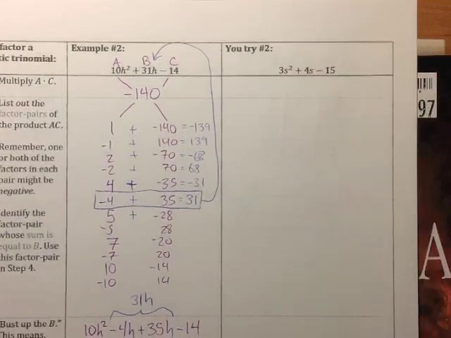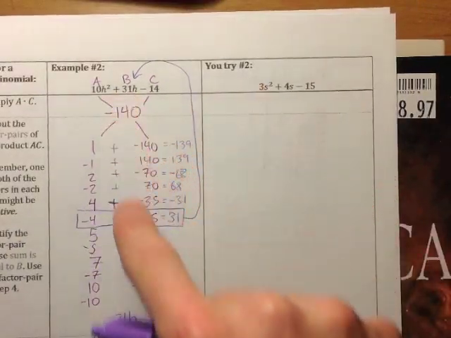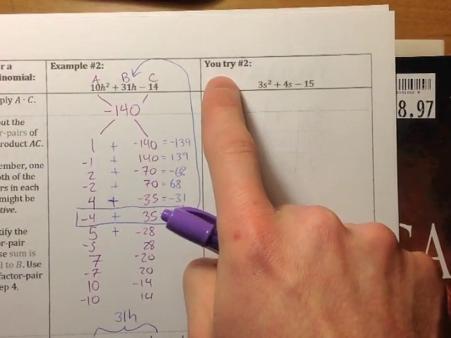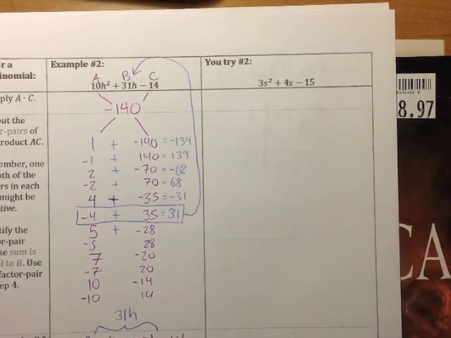So what I want you to do now is apply the same exact process to the U-try problem over here. Try and factor that out. Pause the video. Take some time to do that.